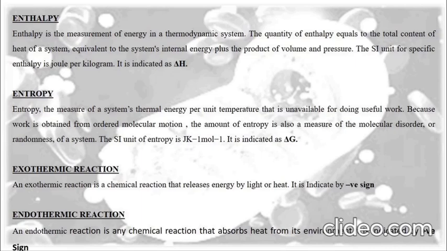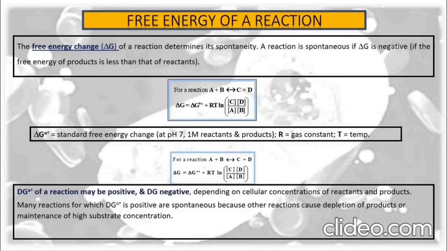An exothermic reaction is a chemical reaction that releases energy by light or heat. It is indicated by a negative sign. Coming to the endothermic reaction, an endothermic reaction is any chemical reaction that absorbs heat from its environment, and it is indicated by a positive sign.